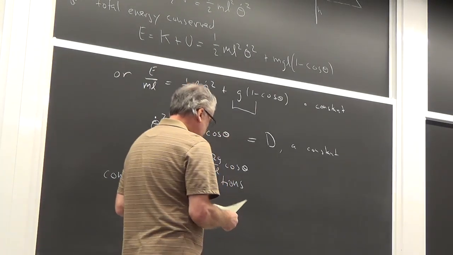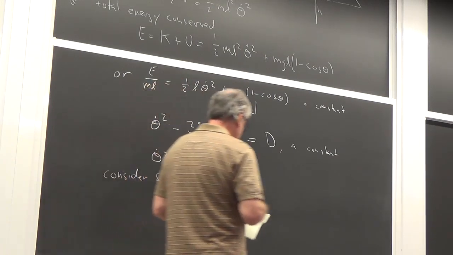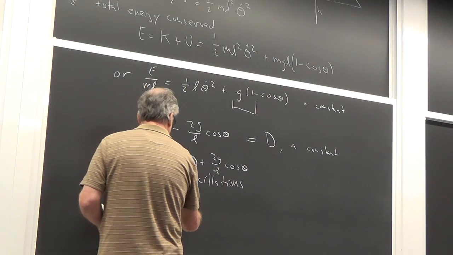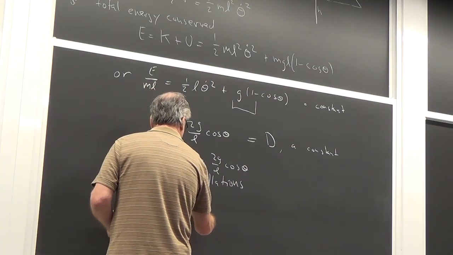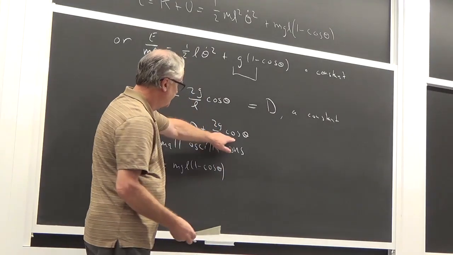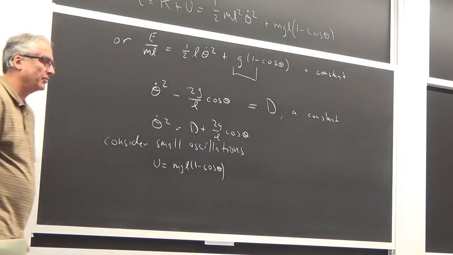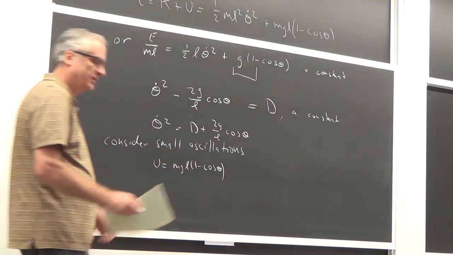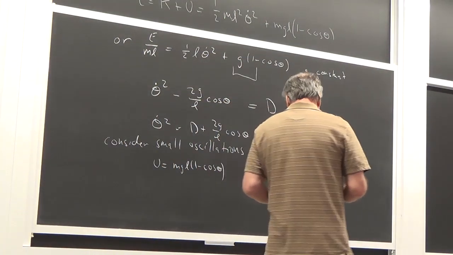So let's do that. Let's look again at the potential energy. U equals mgl times 1 minus cosine theta. That's the source of this cosine theta here that gave us all the trouble. If that was just theta, it would clean it up and make it a lot easier. But it's not.